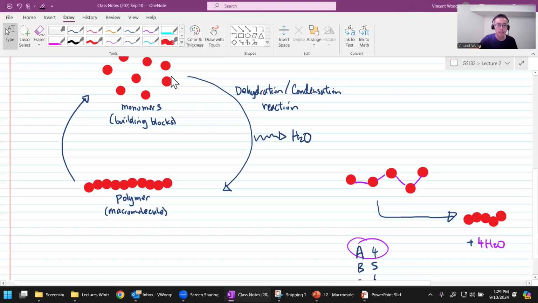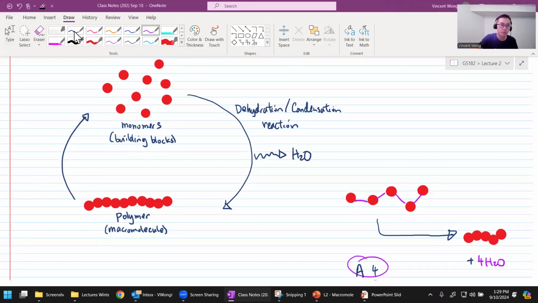So when we go back to this picture here, polymer to monomer, we do hydrolysis, where you have to add a water molecule. If your chain has 1, 2, 3, 4, 5, 6, 7, 8, 9, 10 balls here, 10 monomers, you need to add 9 water molecules to break it apart. Let's do one more poll, and then we're going to take a quick break.